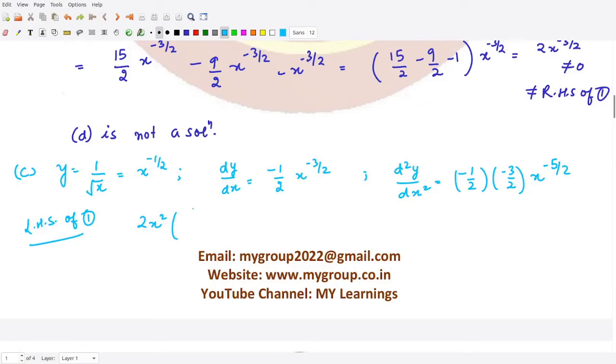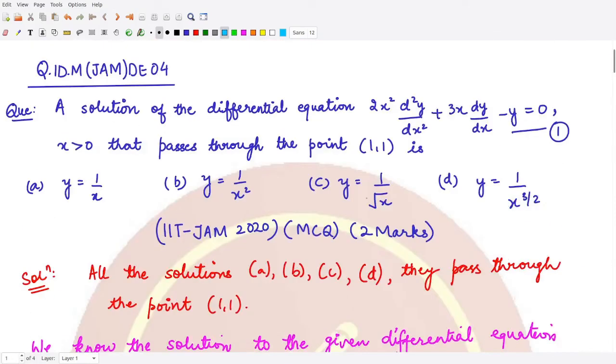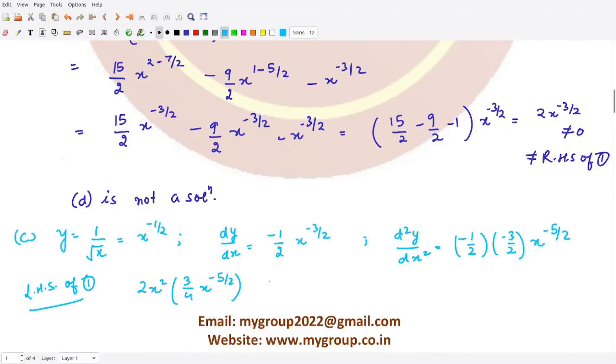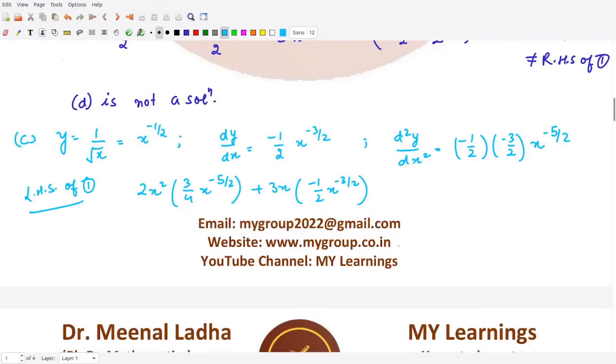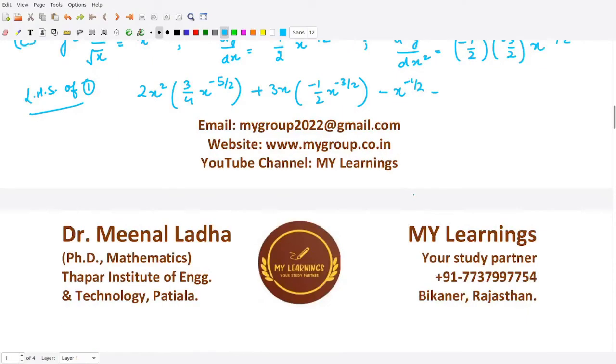So it would be equal to plus 3 by 4 times of x to the power minus 5 by 2, right? The next term is plus 3x multiplied with the first derivative. This is the first derivative, so let's substitute the value. It is minus 1 by 2 x to the power minus 3 by 2, and the last term is minus y, and y is given to be equal to x to the power minus 1 by 2. So let's solve this one and see whether this thing is equal to 0 or not.